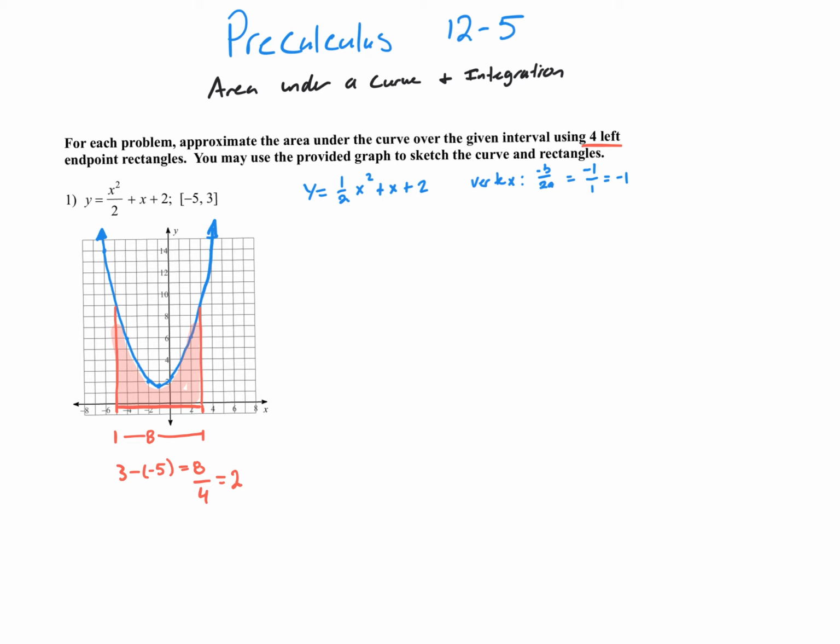So I'm going to start drawing in green here. One of my rectangles is going to be, that's the first one, next one, next one, next one. That's how wide my rectangles are going to be. Now for the height, I'm going to use the left endpoint they asked me to. So on the left side of this first rectangle, I'm going to go all the way up to the function, and right where it crosses, that's going to be my left endpoint. So I'm going to draw this rectangle.